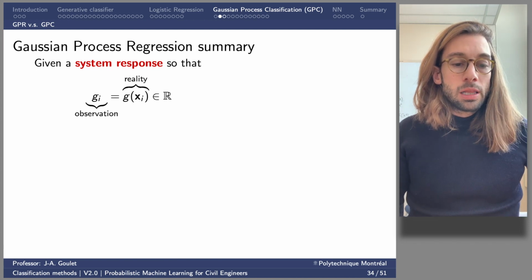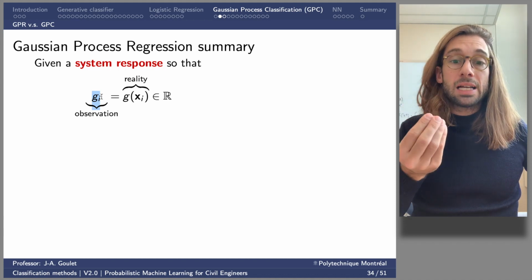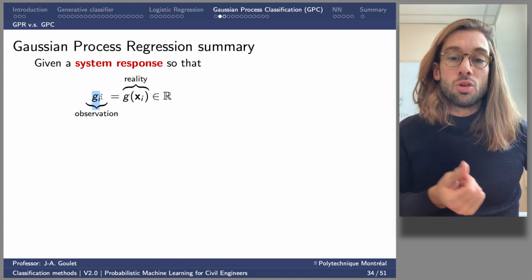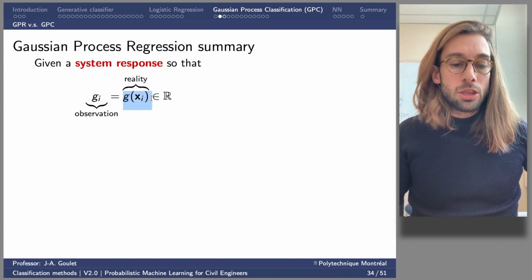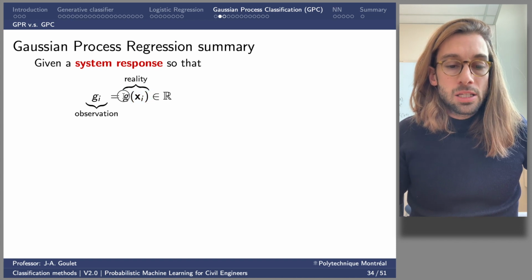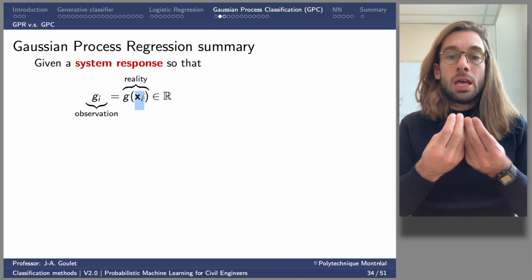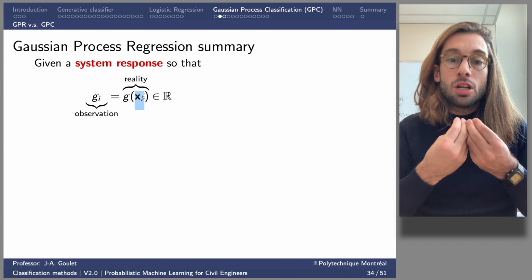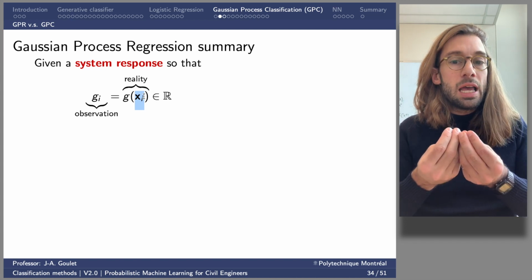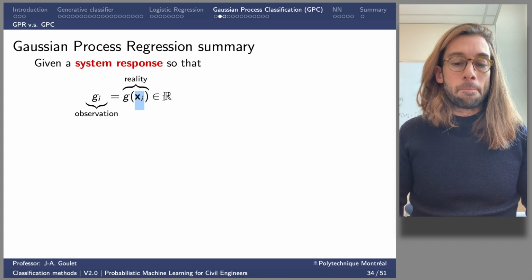Okay, so let's say that given a system response, G of x_i is an observed system response. And here we're going to assume we have access to exact system response observations. Our reality is going to be G of x_i, a system response that depends on a vector of covariates. And here we assume, just like we did with linear regression, that the underlying reality is deterministic. It's a function of the covariate x_i, but for a given x_i, there's always the same system response. And this thing is a real quantity.